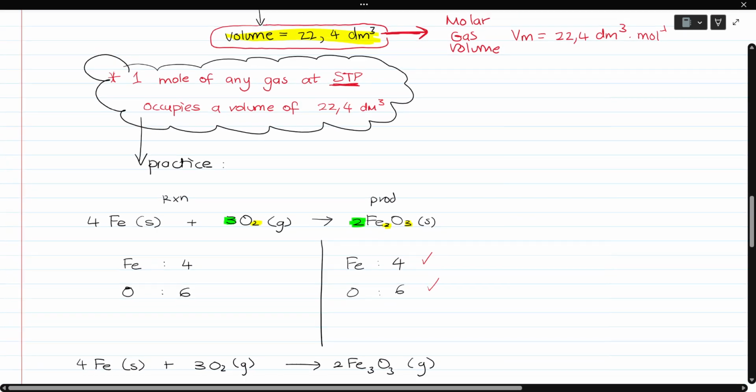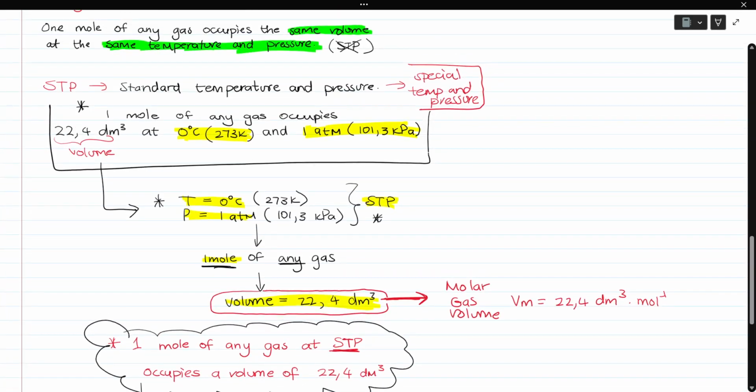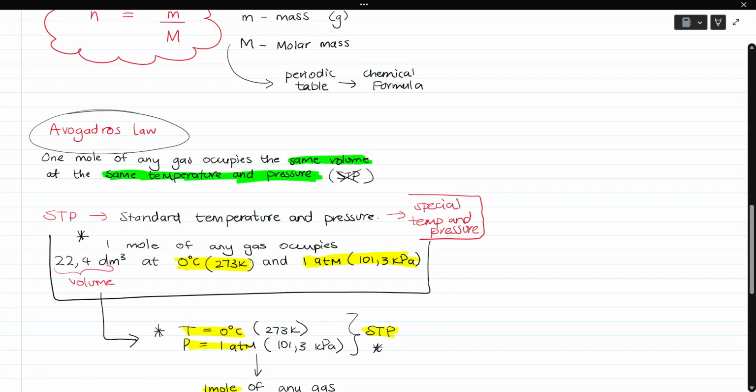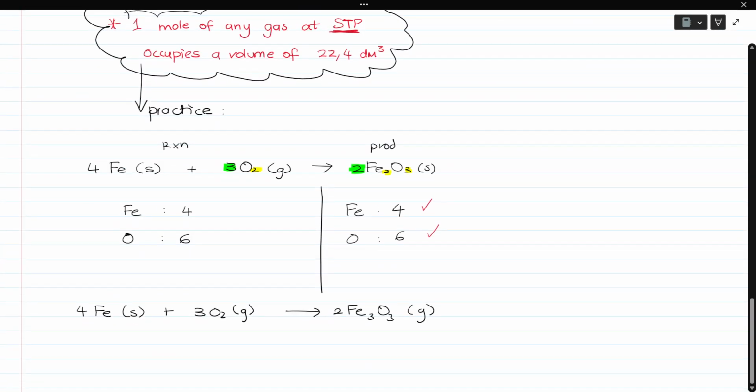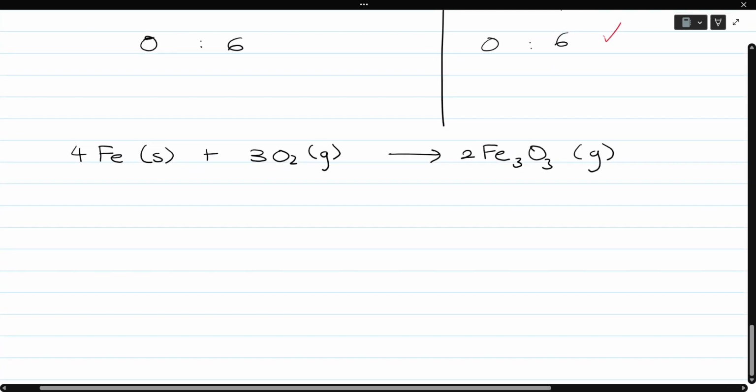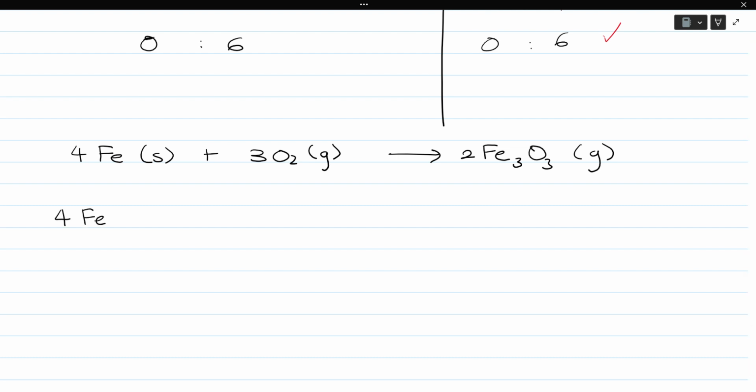Okay, so let's just go back to this law. So not the special law, but the one we did first, Avogadro's law. Avogadro's law is telling us that 1 mole of any gas occupies the same volume, at the same temperature and the same pressure. Now what that looks like when you put it into a chemical equation is this. Firstly, let's understand what is going on here. We've got 4Fe. So notice you've got 4Fe plus 3O2, giving you 2Fe3O3.